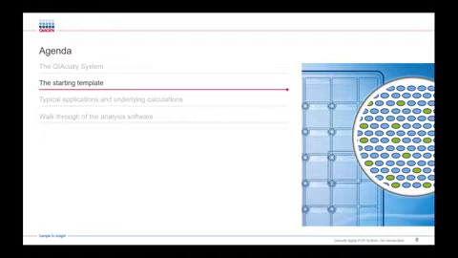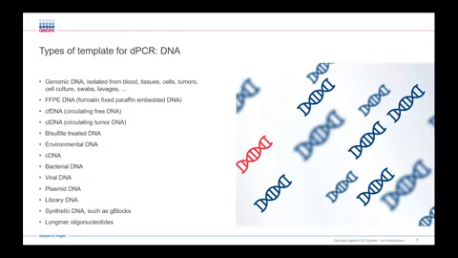Let's now focus on the starting template. For dPCR experiments, a very diverse plethora of templates can be and will be used. This includes genomic DNA, isolated from blood, tissues, cells, tumors, cell culture, swabs, lavages, and various other sources. A frequently used starting material for mutation detection and quantification is FFPE DNA, which stands for formalin-fixed paraffin-embedded DNA, isolated frequently from tumor tissue.